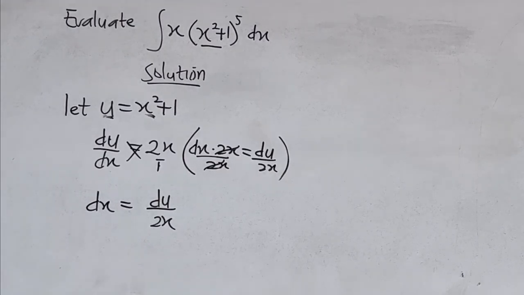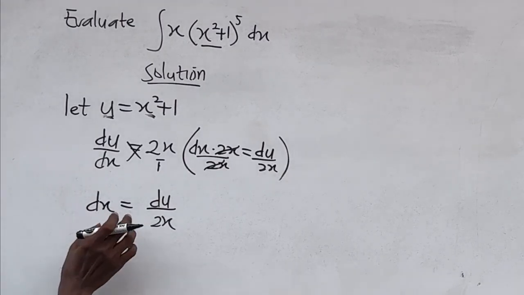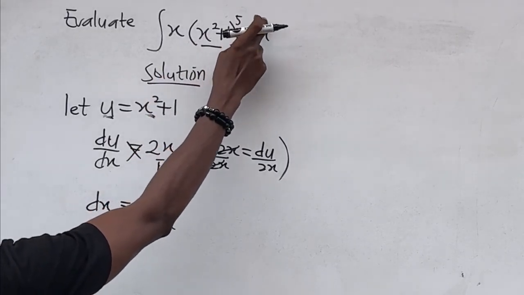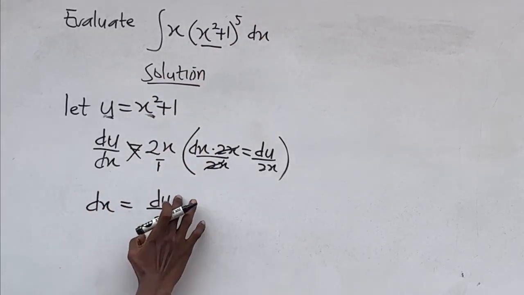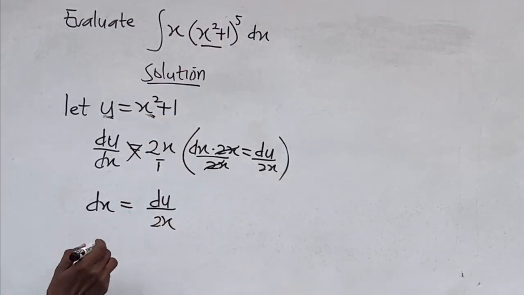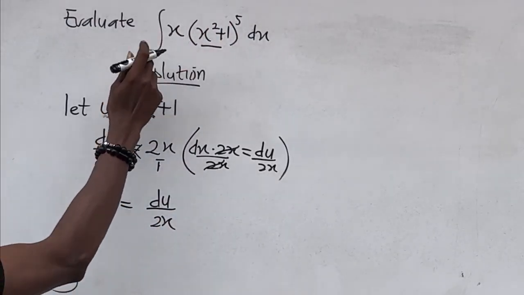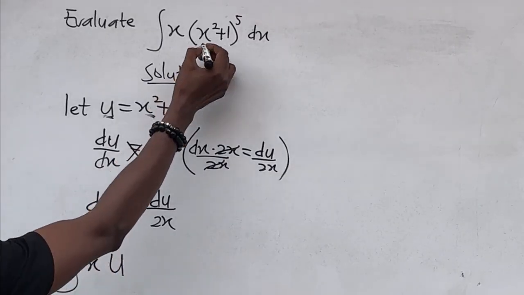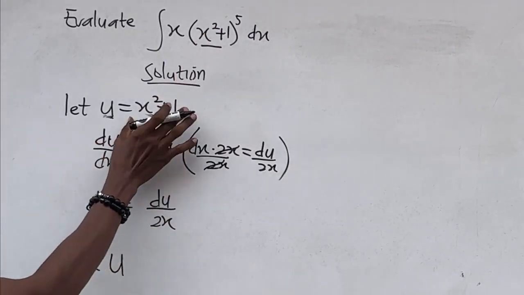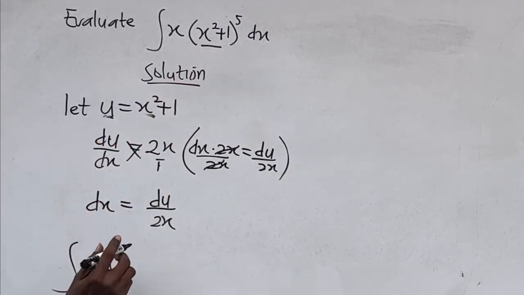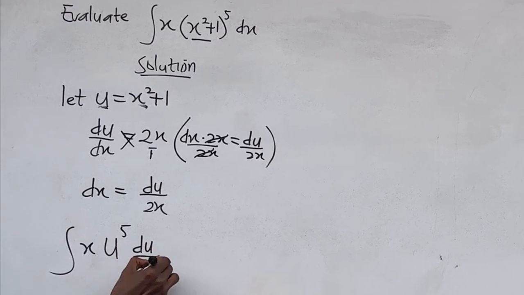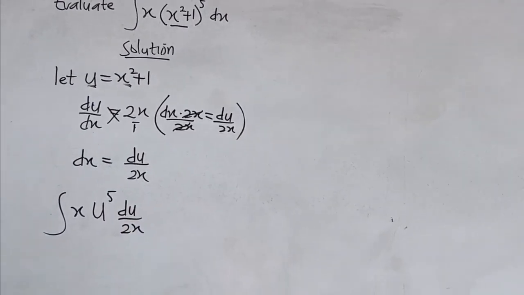Okay, so that's it. Now we can bring this dx back to our original equation, so that this dx is du over 2x. So let's put everything back. So what we now have is x multiplied by u. Remember, our x squared plus 1 is now u, right? So u raised to the power 5. Our dx is now du over 2x.